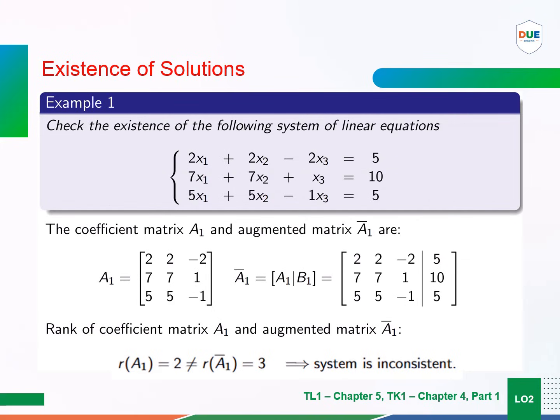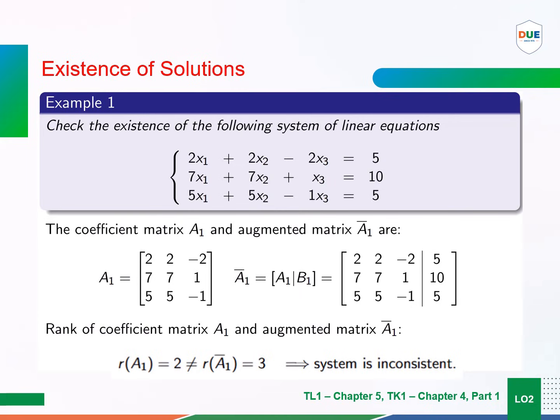Let us return to the previous example and apply the theorem. For this system, the coefficient matrix is A1, and the augmented matrix is A1 bar B1. We have already determined that the rank of A1 is 2, while the rank of the augmented matrix is 3. Because these two ranks are different, the consistency condition is not satisfied. Therefore, the system is inconsistent, which means that there is no solution.